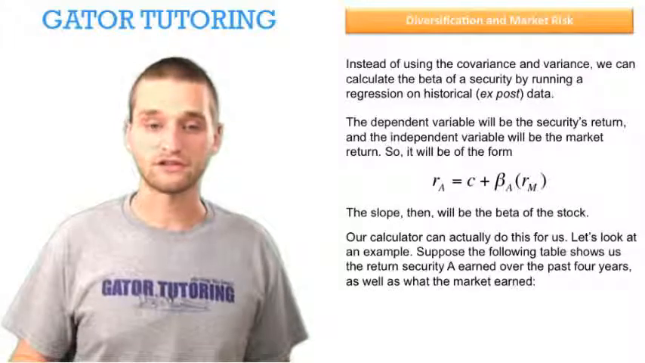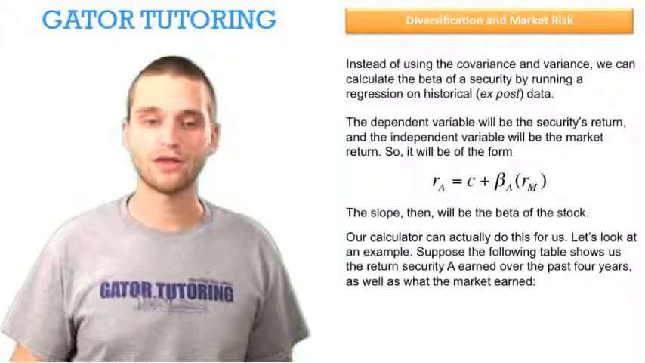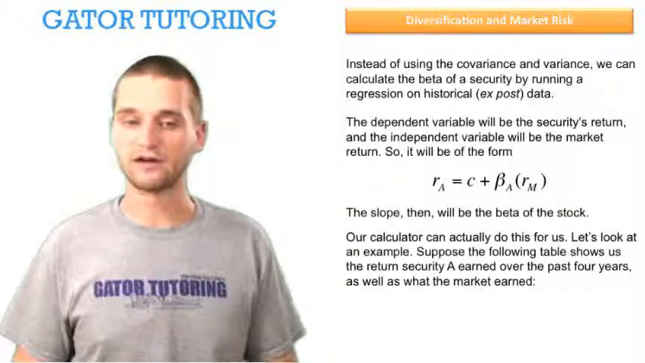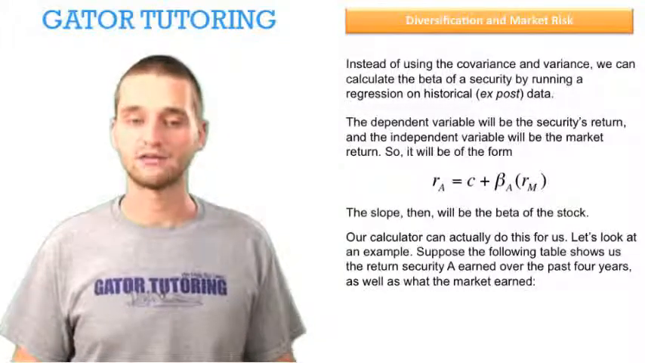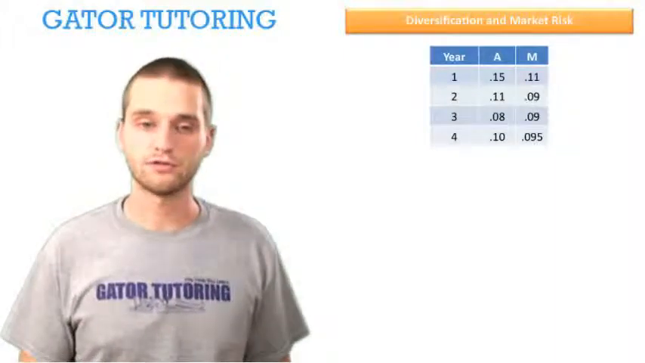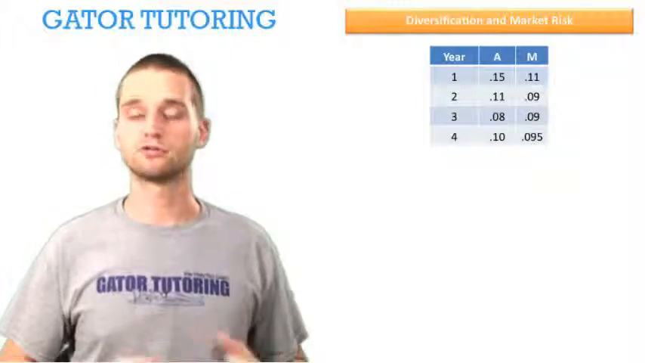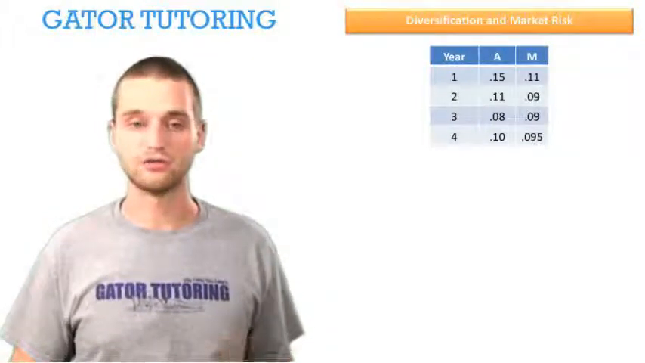Our calculator can actually do this for us. Let's look at an example. Suppose the following table shows us the return security A earned over the past 4 years, as well as what the market earned. So here we see years 1 through 4, the return that security A had in each year, and the average return of the overall marketplace in each of those years.